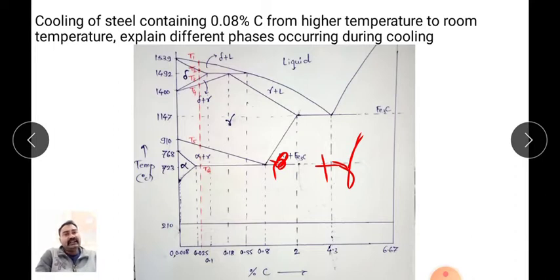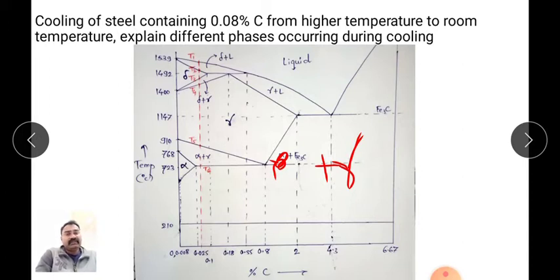And at T6 what will happen? The complete formation of alpha ferrite will take place, and below 723 degrees Celsius we will obtain the pearlite structure. Pearlite structure means alpha plus cementite. At or below 723 degrees Celsius we will obtain alpha ferrite and cementite, which is known as pearlite. This is for a steel containing 0.08% carbon.